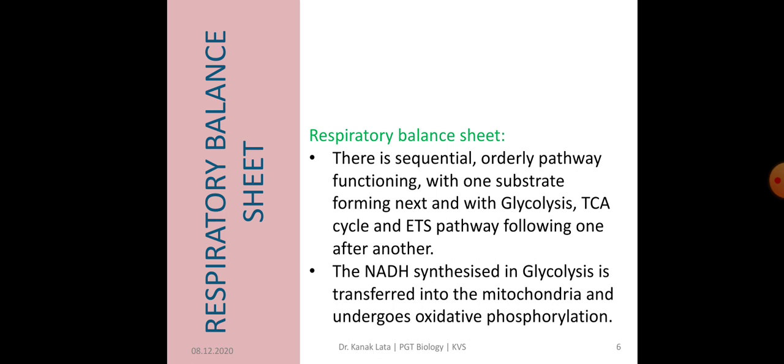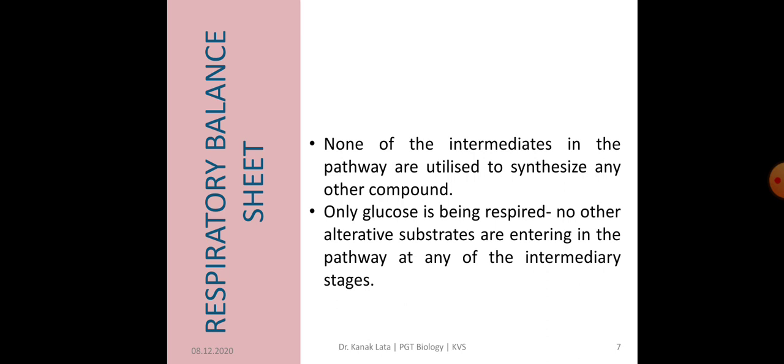The NADH synthesized in glycolysis is transferred into the mitochondria and undergoes oxidative phosphorylation. None of the intermediates in the pathway are utilized to synthesize any other compound. Only glucose is being respired and no other alternative substrates are entering the pathway at any of the intermediary stages. But these are assumptions and are not really valid in a living system, where all the pathways work simultaneously.